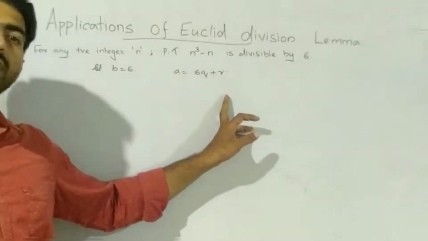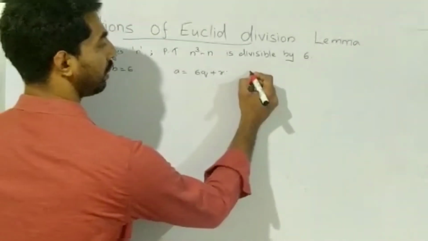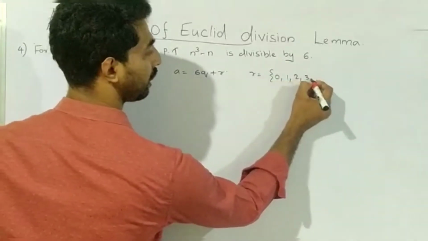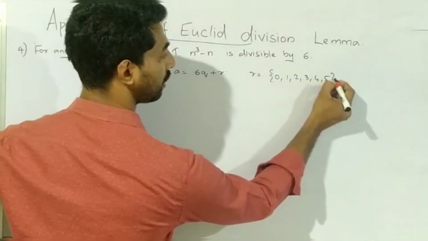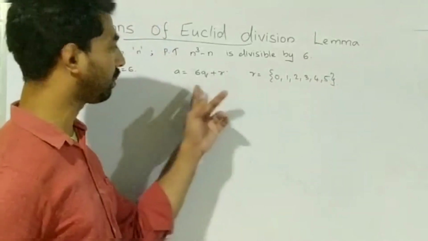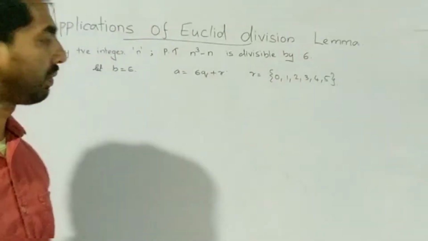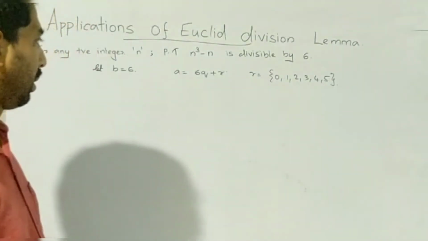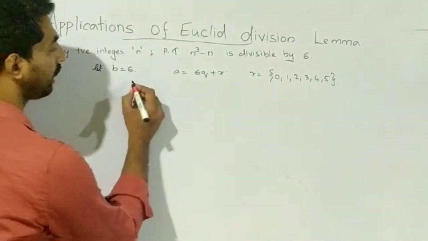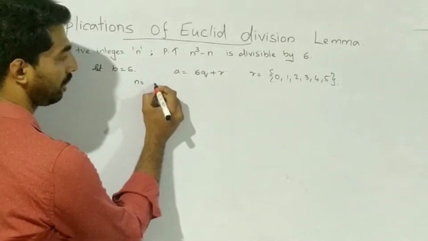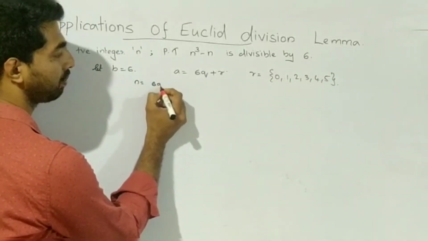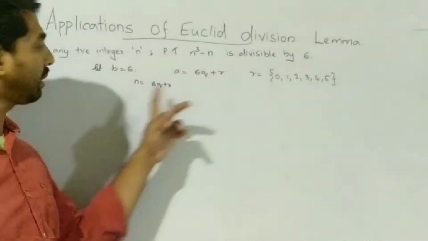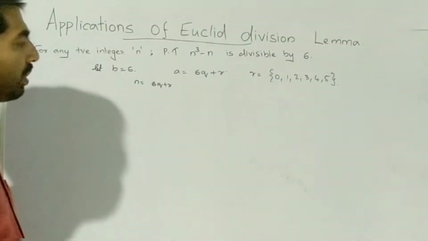So what are the possible remainders there? r can be 0, 1, 2, 3, 4, 5. 6 is not possible just because r should be less than b, which is 6 here. So n is equal to 6q plus r. A is equal to n. So n is equal to 6q plus r.